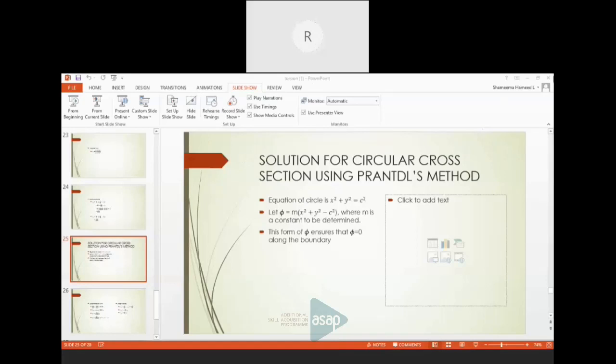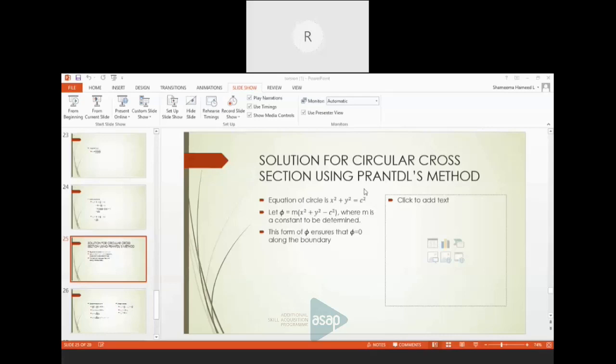So first of all, Prandtl's method is based on the stress function, stress function phi. So first of all, we have to establish some function, right? In Prandtl's method, first of all, we write the function phi from the contour's equation, right? So here the given contour is a circle. The circle's equation is x square plus y square is equal to c square in xy coordinates.